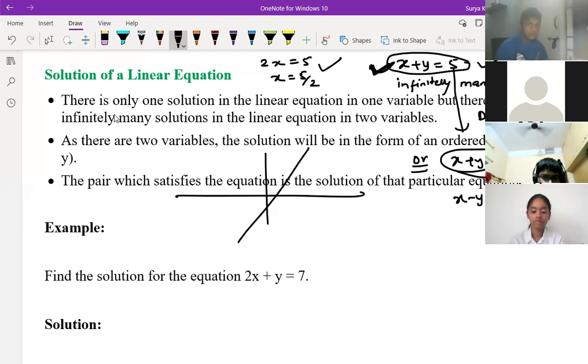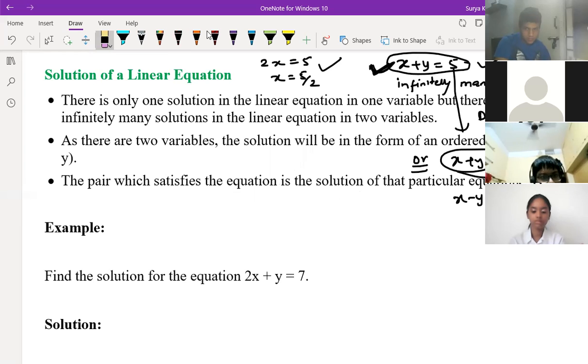Sir, on number line or graph? Graph, not number line, graph. Sir, I didn't understand how to draw a line, sir. Okay, I'll tell you. Sir, I didn't understand how to draw for x plus y is equal to 5.